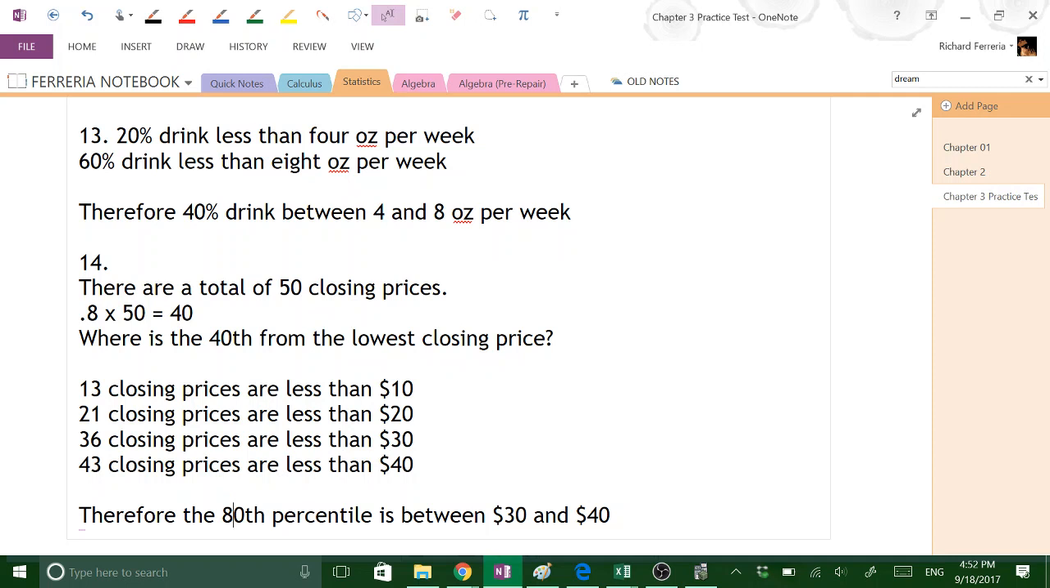Which one? 14. Well, we're looking for the 80th percentile. The 80th percentile would be the 40th lowest closing stock price. Okay, 40th lowest. So the smallest 13 are less than $10. The smallest 21 are less than $20. Oh yeah, you can also just do 40 out of 50. Absolutely, yeah. Go the other way around and start with the top 10. Same thing. If it's not skewed to the right or to the left, what is it called? It could either be symmetric or uniform.